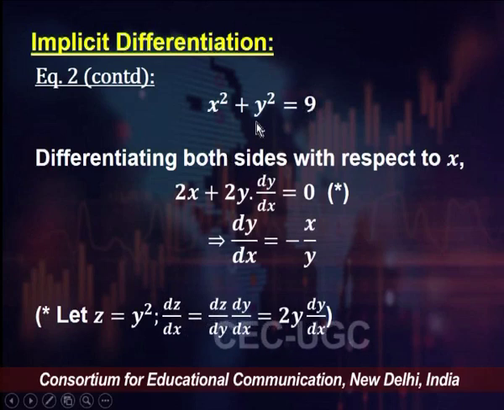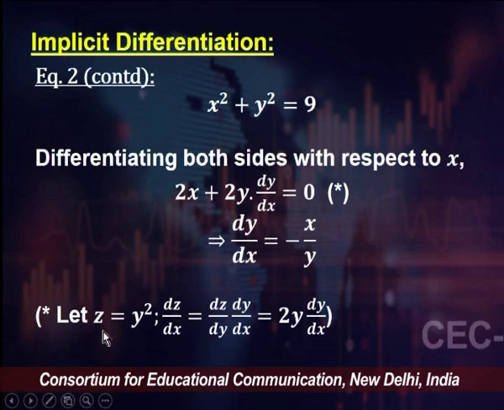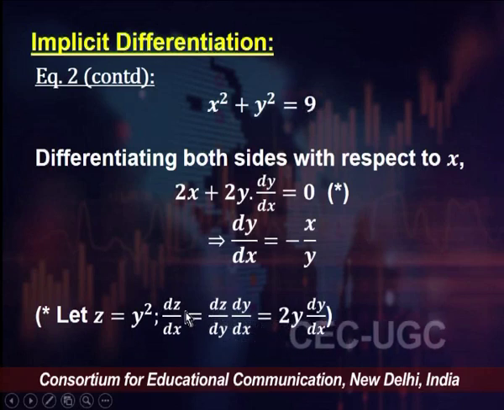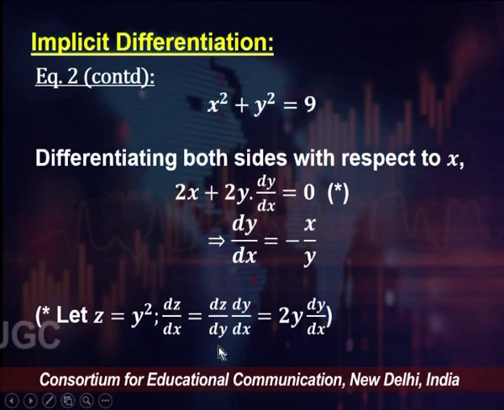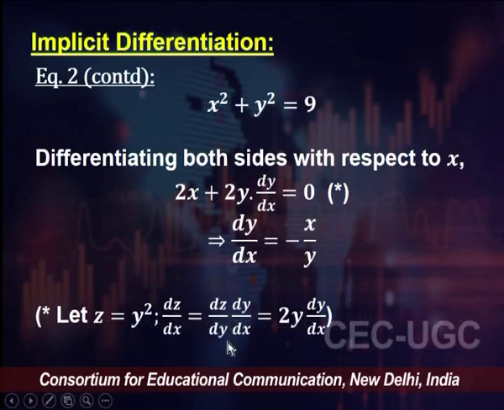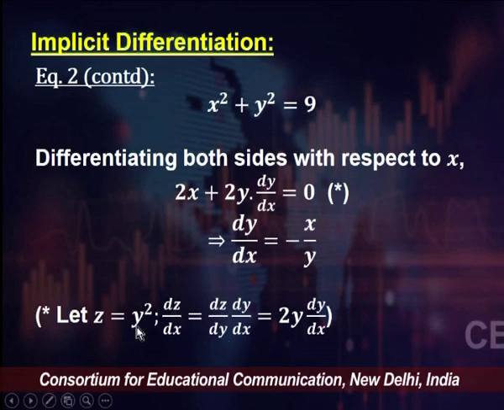So, when we have to differentiate y squared with respect to x, if you really want to get into the detail, you can put z equal to y squared, and then dz by dx would be equal to, by the chain rule, dz by dy times dy by dx. Now, dz by dy would be 2 times y, because z is equal to y squared.